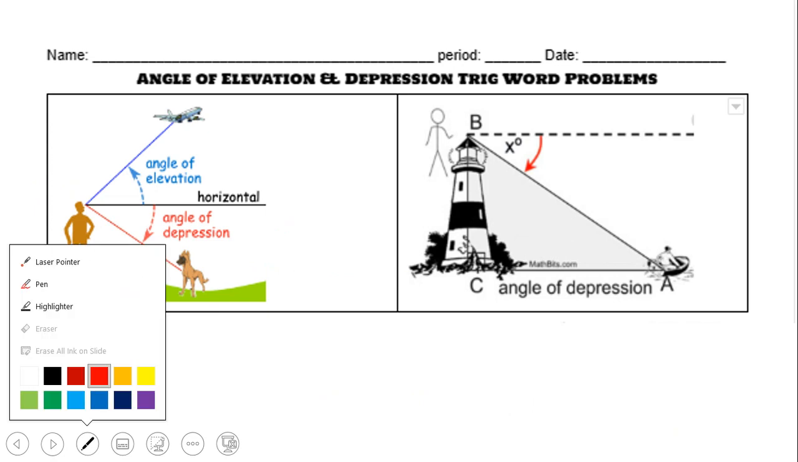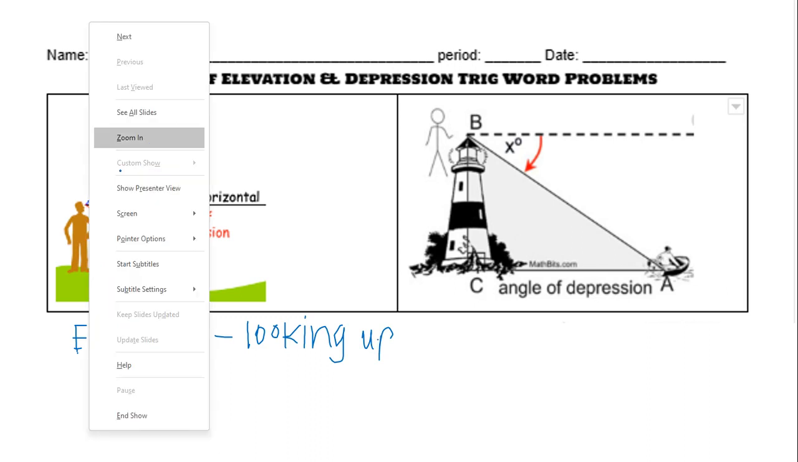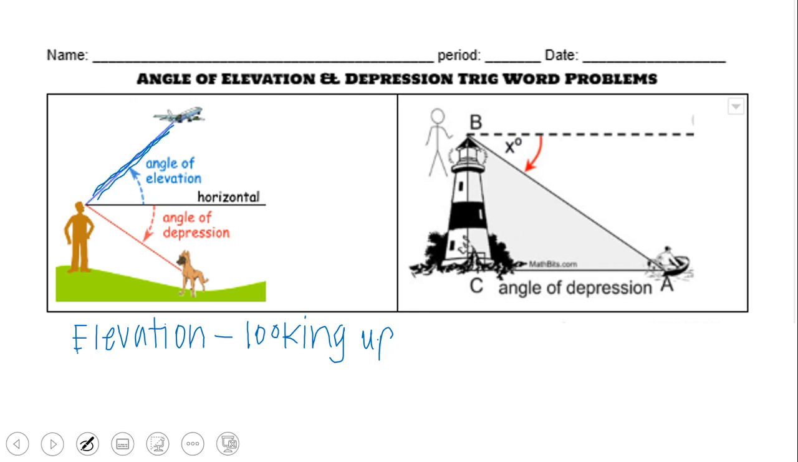So, first things first is just to recap what we're doing. Whenever we see the word elevation, that means we're really just looking up. You'll notice on the picture on the left, there's a person who is looking upwards at the airplane, or similarly, if we move to the image on the right, if we are in the boat, we are looking upwards at the lighthouse. So that would be our angle of elevation.